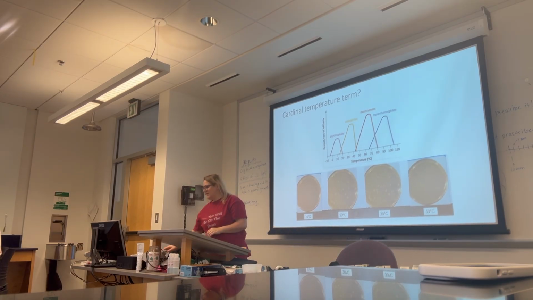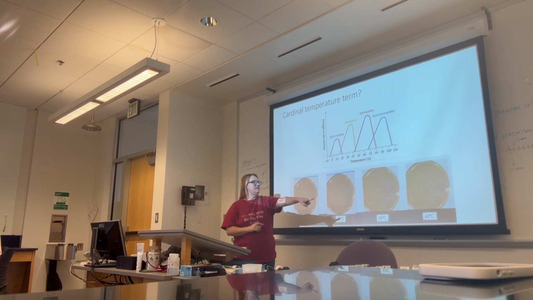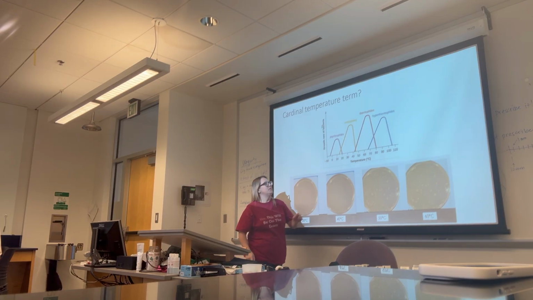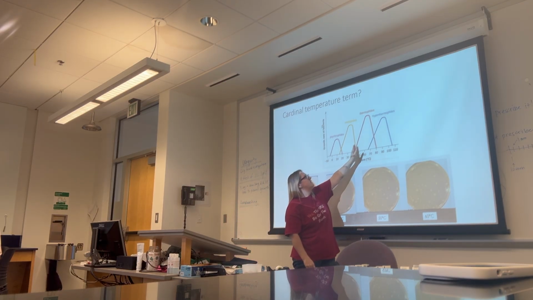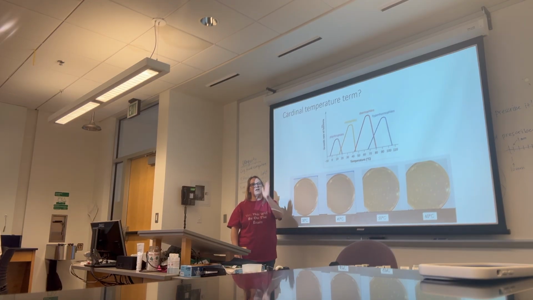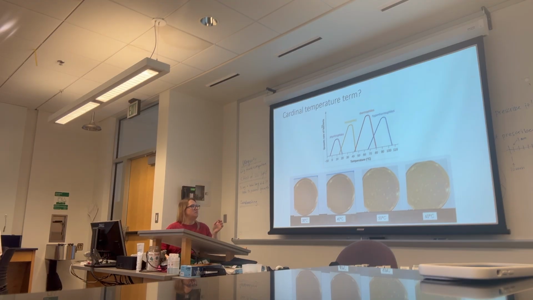Okay, so then let's look at this one here. It's growing at 50 and 60. That's thermophile. So 50 and 60 is under that red curve. So the peak means optimal growth, but the edges are the range of growth. So for temperature, we're looking at cardinal temperature terms, we're looking at range of growth.